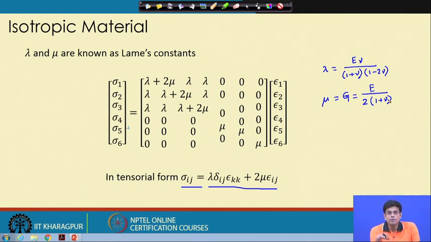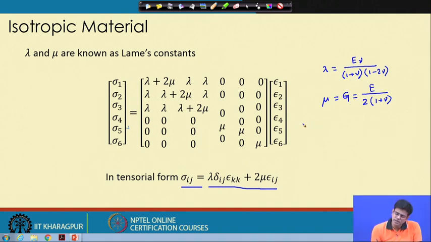Now, as a closing remark, what have we done here? We started with a general anisotropic material, for which the constitutive relation is sigma equals C colon epsilon, where C is a fourth order tensor C IJKL. To summarize, C IJKL will have 3 to the power 4, that is 81 constants.